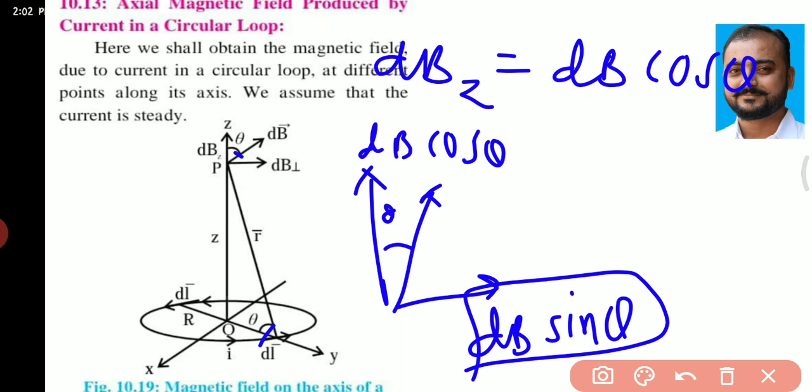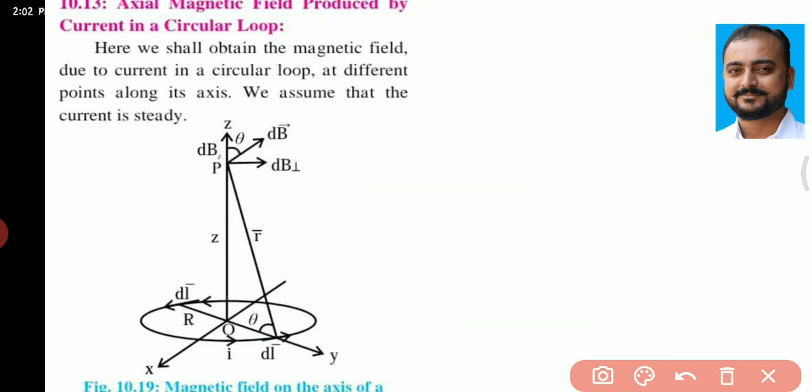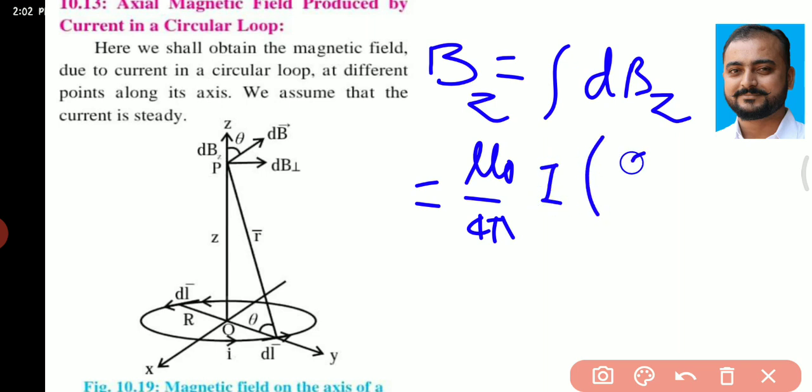This dB sin theta cancels out in all possible directions, and so only dB cos theta gets added together. Finally, we can say the total magnetic field produced at point P, that is the magnetic field along the z axis, can be given by the integral of dBz, by substituting the value of dBz. You know that the value of dBz is mu 0 upon 4 pi, I into dl, divided by (z square plus r square), bracket complete.